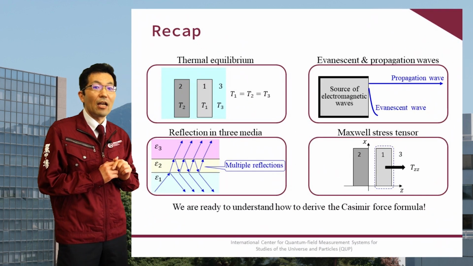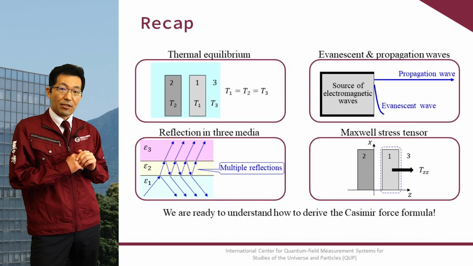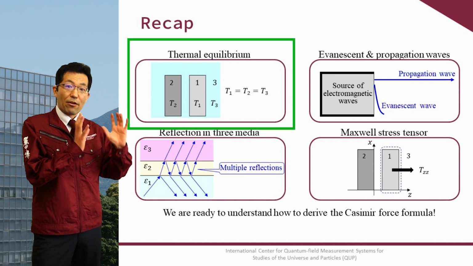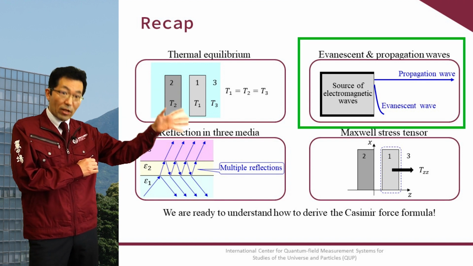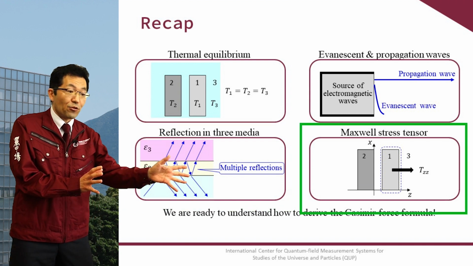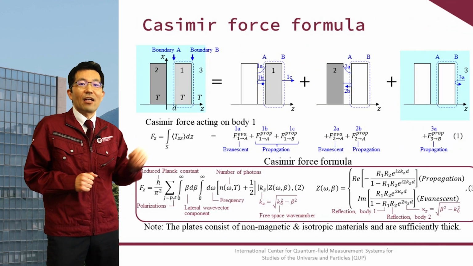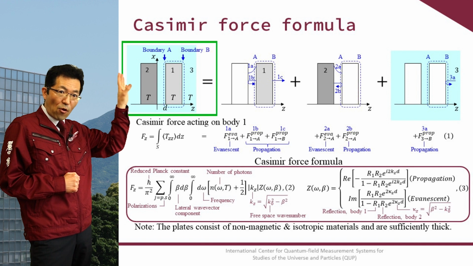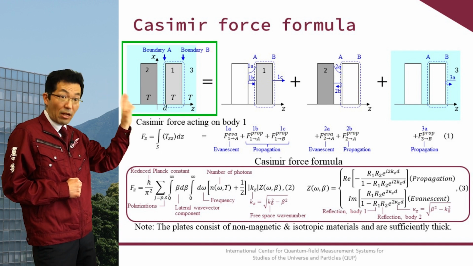Hi everyone. In this video, we want to understand how to derive the Casimir force formula. So here is a recap of our lessons. Now we know thermal equilibrium, evanescent and propagating waves, reflection in three media, and Maxwell's tensor. So we are ready. The system consists of two bodies in vacuum in equilibrium.